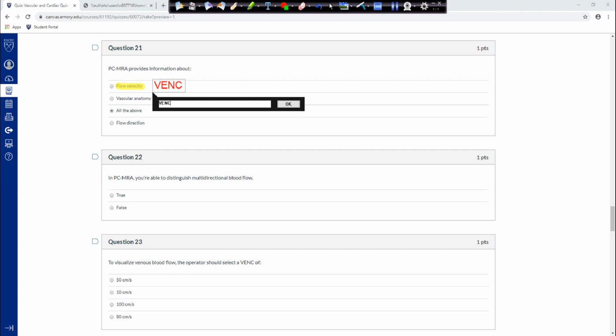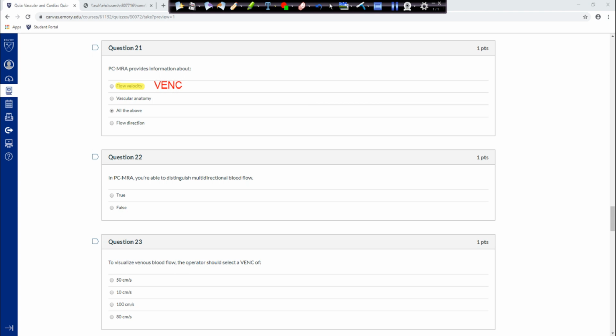The PCMRA provides not only information about the flow velocity, because we can change our VENC to image venous blood flow, which is at like 10 centimeters per second, versus arterial blood flow, which is about 80 centimeters per second. So we can change that. Vascular anatomy and flow direction.